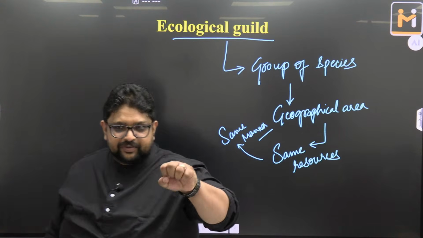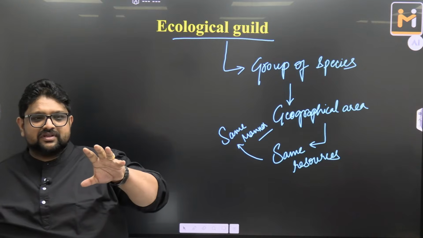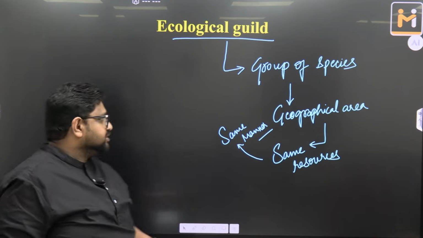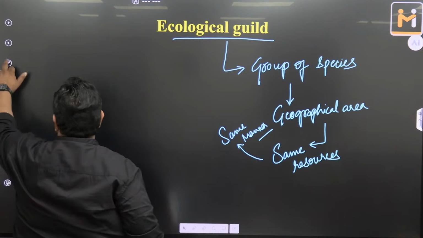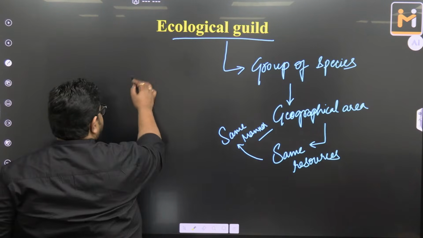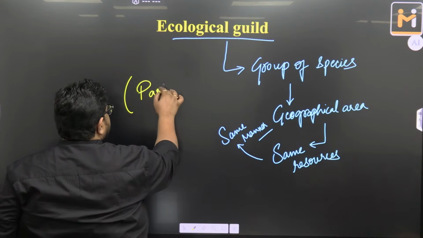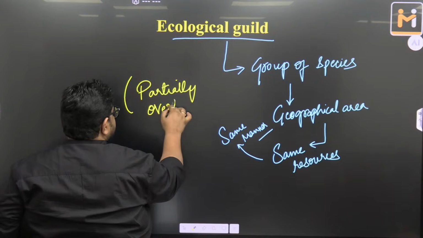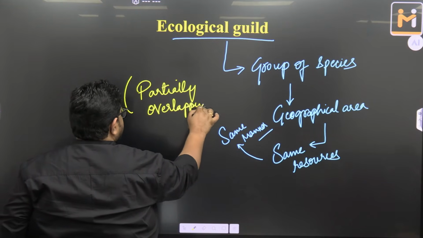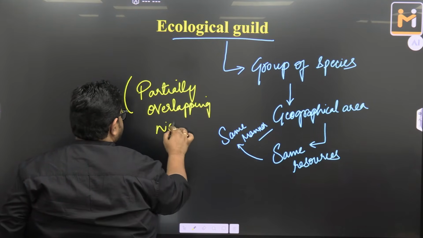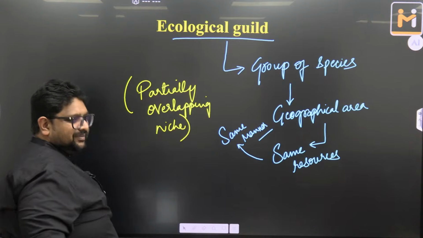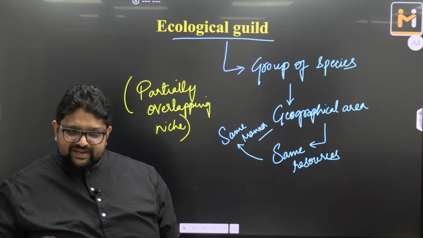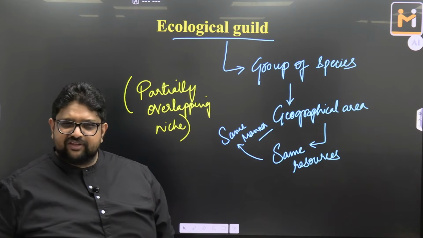So there is a group of animals, group of organisms, they consume the same resource in the same manner. So what does it mean? It means that these organisms have partially overlapping niche. They have partially overlapping niche, but not totally overlapping niche. Only resource part is there. Can you give some examples?